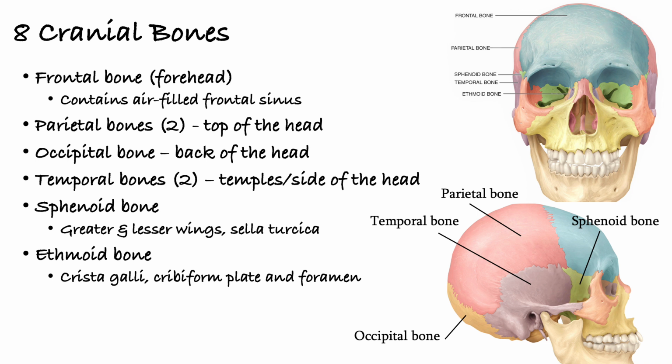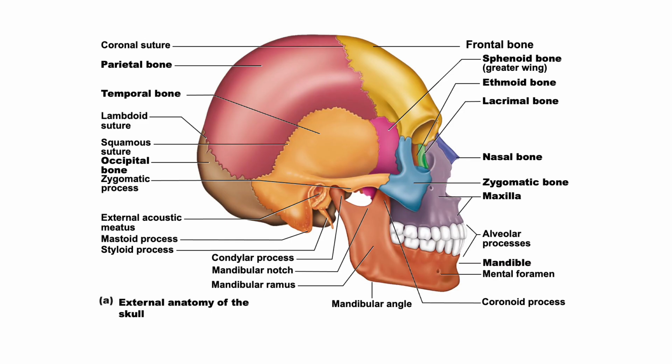And then we have the not so obvious ones, such as the sphenoid bone. They have structures such as the greater and lesser wings. They have sella turcica, which I'm going to talk about a little bit more. And then we also have the ethmoid bone, also inconspicuous. We have crista galli. We're going to be hearing about crista galli when we get to the nervous system. Also, we have the cribriform plate and foramen. When we get to the special senses, we'll discuss that.